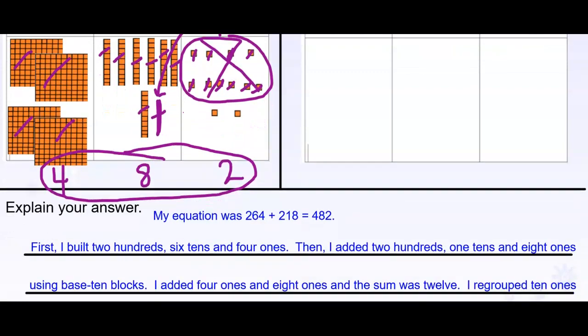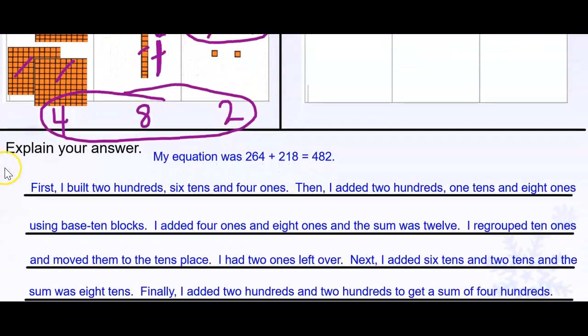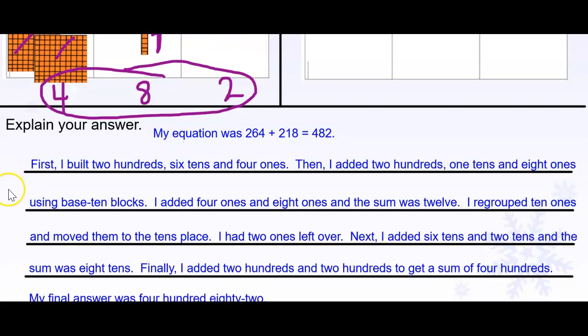First, it should begin with what your equation was and your answer. My equation was 264 plus 218 equals 482. First, I built 2 hundreds, 6 tens, and 4 ones. Then I added 2 hundreds, 1 tens, and 8 ones using base 10 blocks.